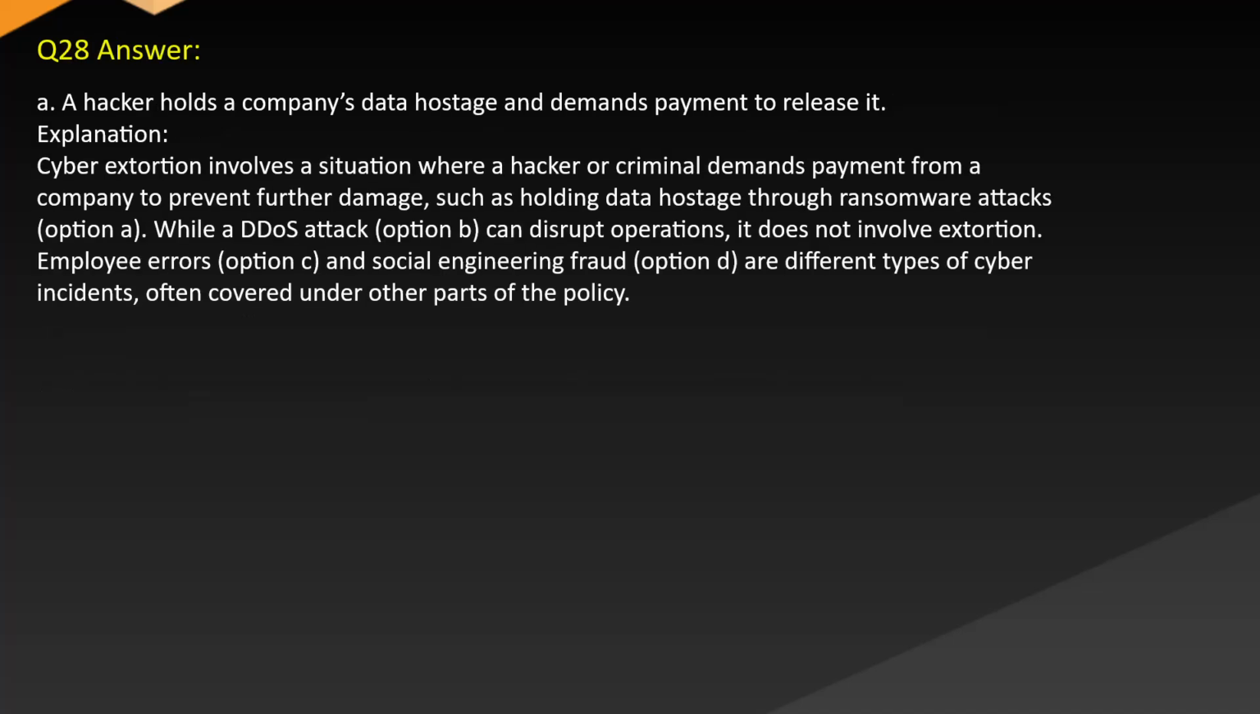Answer: A. A hacker holds a company's data hostage and demands payment to release it. Explanation: cyber extortion involves a situation where a hacker or criminal demands payment from a company to prevent further damage, such as holding data hostage through ransomware attacks. While a DDoS attack, Option B, can disrupt operations, it does not involve extortion. Employee errors, Option C, and social engineering fraud, Option D, are different types of cyber incidents often covered under other parts of the policy.